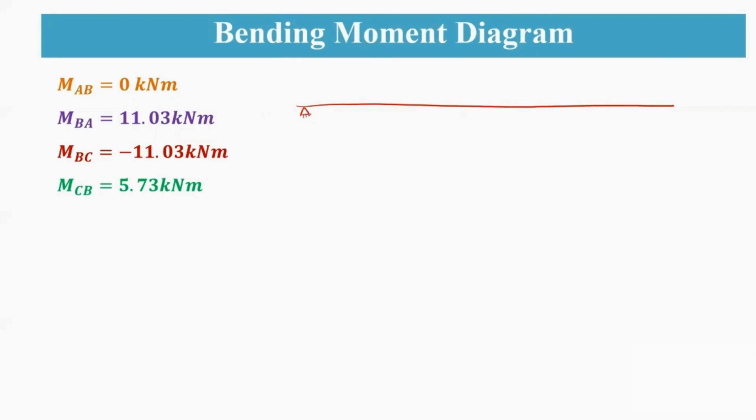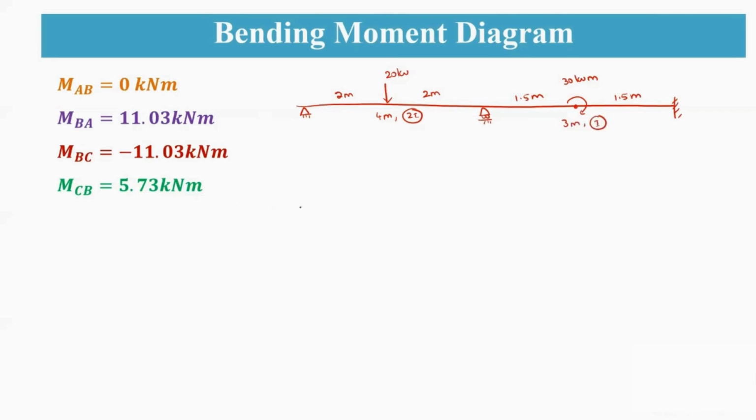So this is the A support, this is the B support, and this is the C support. Here you have an external load of 20 kilonewton, and here a moment of 30 kilonewton meter. This is 2 meters, 2 meters, 4 meters, of 2I moment of inertia, and this is 1.5 meter and 1.5 meter, 3 meters, of I moment of inertia.